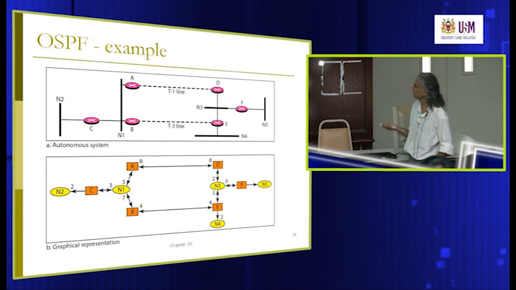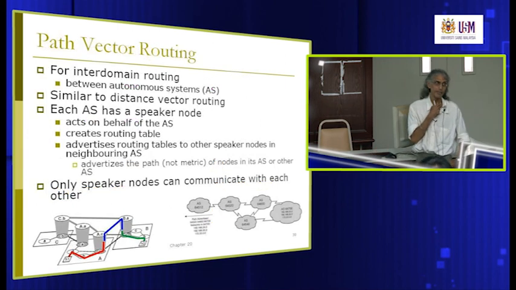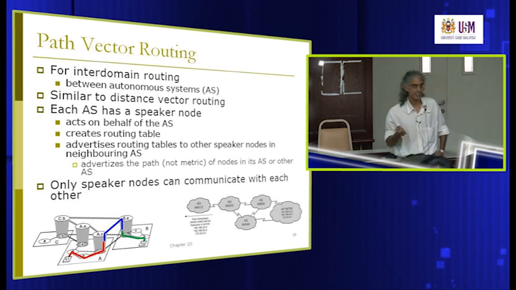So example OSPF, again same thing, right? Similar thing, there are multiple routers and the connection, so there are measurements, there are cost factors involved. It doesn't matter, right? Now the third type, the path vector, right? Path vector routing is basically for between AS, between one zone of routers and another zone of routers, right?